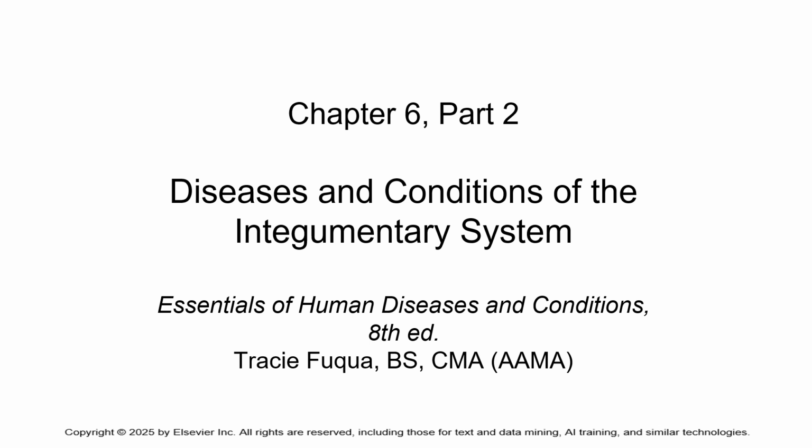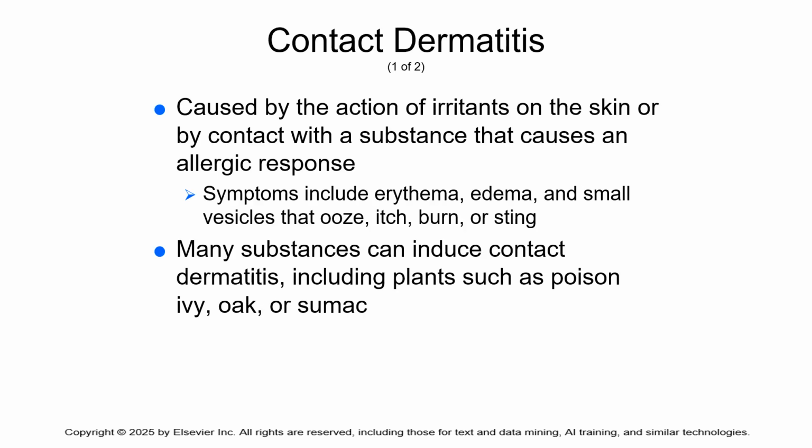This chapter covers integumentary or skin diseases and disorders. Contact dermatitis, as it sounds, is due usually to a contact with something that irritates the skin. So it's triggered by whatever that happens to be. Poison ivy would be one of the most common types of contact dermatitis.